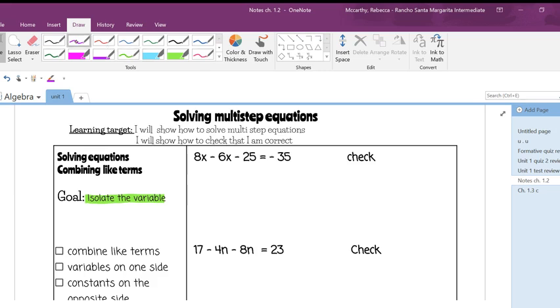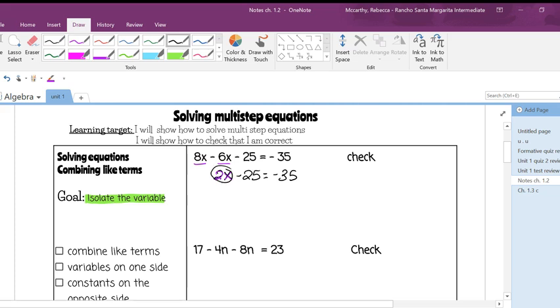So here I recognize that I have like terms here using my rules of integers. I have 8x minus 6x. That gives me a 2x. Oh, that should be in pencil. 2x minus 25. So I'm combining my like terms first. Now, I have a new problem, so I'm going to circle my variable, and I'm going to add 25 to both sides. Notice my equal signs are lined up, and whatever I do to one side, I do to the other. This goes away. I'm going to record what I have left.